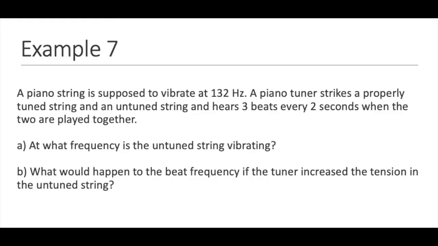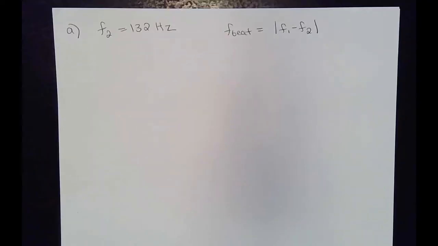Example 7, a piano string is supposed to vibrate at 132 Hz. A piano tuner strikes a properly tuned string and an untuned string and hears 3 beats every 2 seconds when the two are played together. A, at what frequency is the untuned string vibrating? B, what would happen to the beat frequency if the tuner increased the tension in the untuned string?